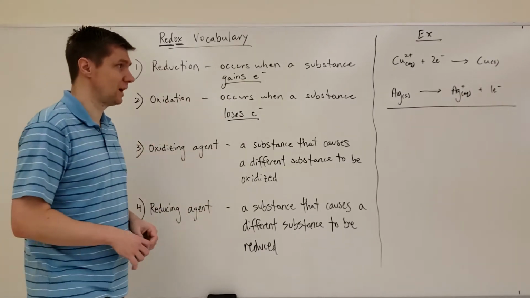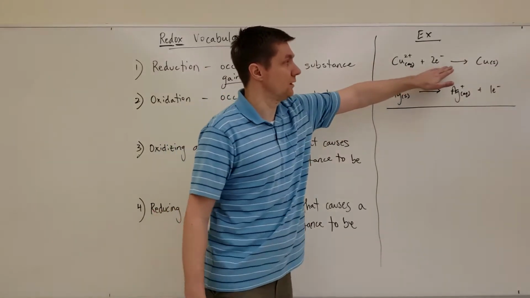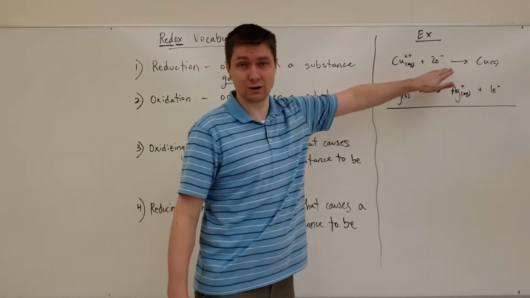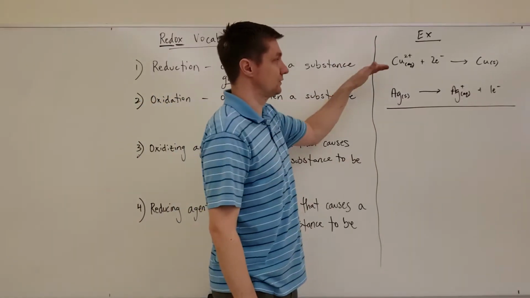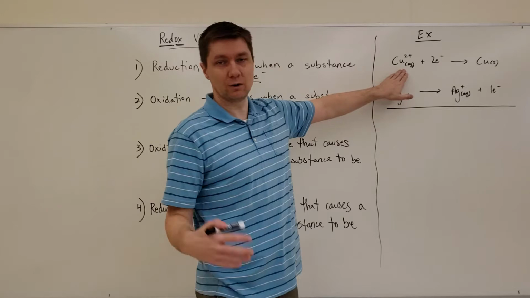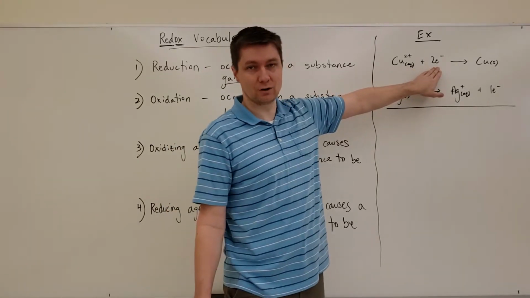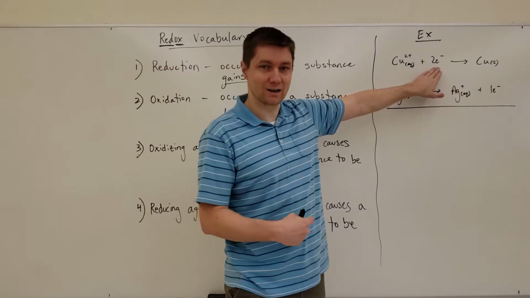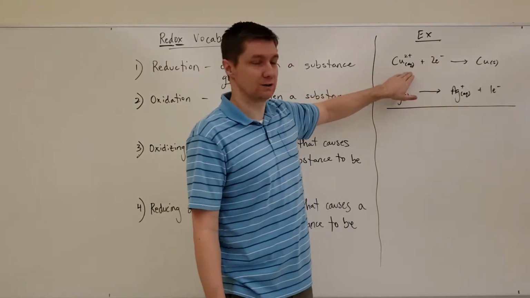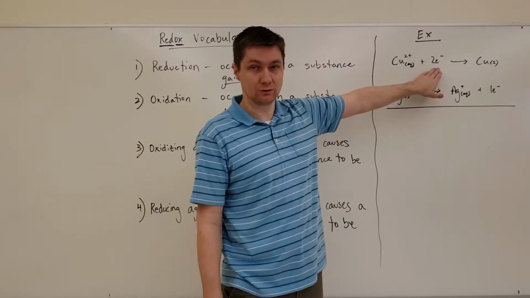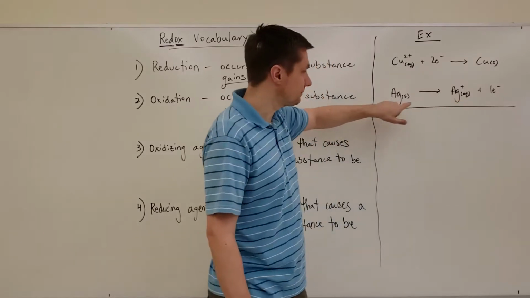So you take a look at this example over here. We've got two half reactions. This one right here is written as a reduction half reaction. So I've got it lined up here with the terms so you can see what's associated with what. This is a reduction half reaction because we can see the electrons are written on the reactant side of the equation, signifying that this copper 2 positive is going to be gaining these 2 electrons, turning into copper solid.